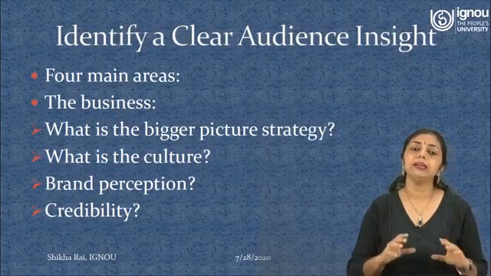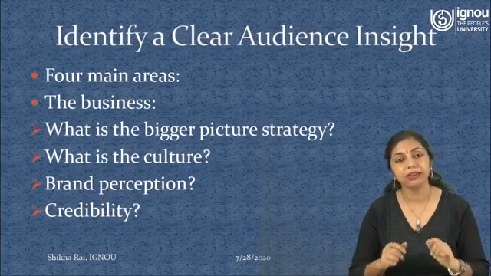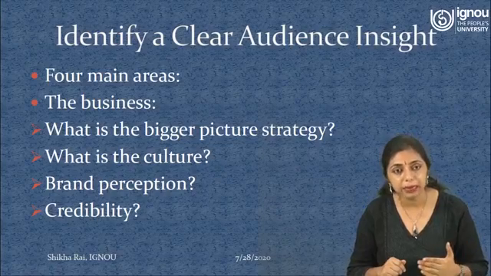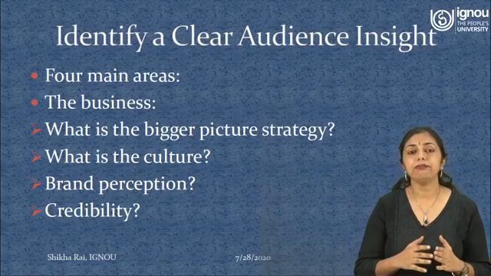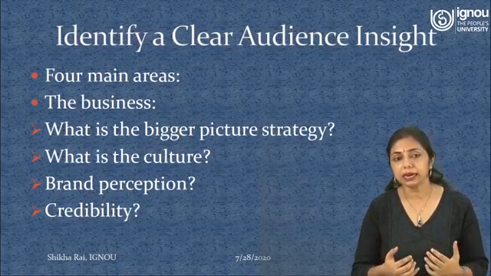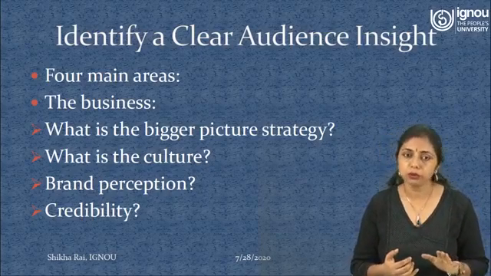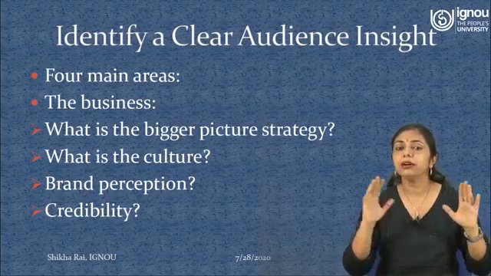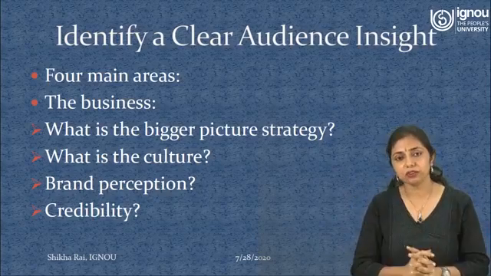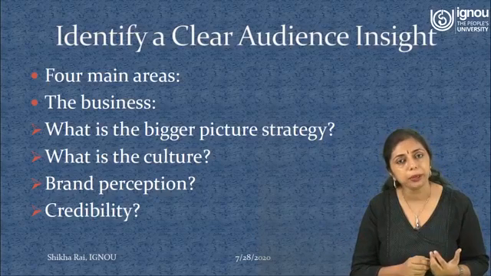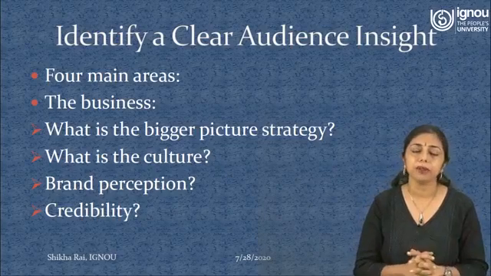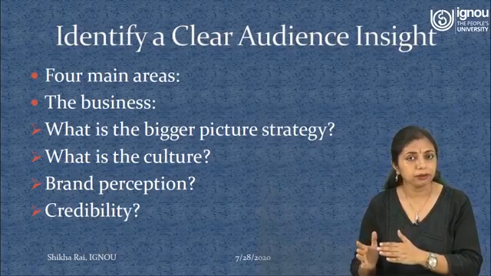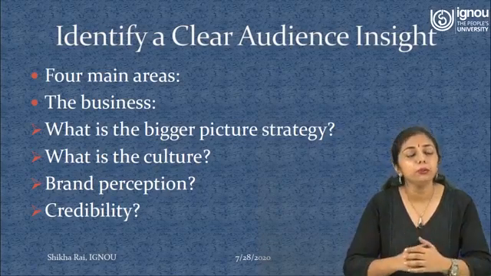Now let us look at identifying a clear audience insight. These are one of the 5 steps that we will be talking about in this integrated marketing communications planning. When we talk about identifying the audience insight, there are 4 major areas that you need to look into. First is the business area. When I say business, what is the bigger picture strategy? Where do you think can you place yourself? Say for example, if you are an e-commerce company, where do you see yourself? Are you a startup? Are you well established in the market? Are you well established but a new player? You know, so those are the questions that need to be answered.